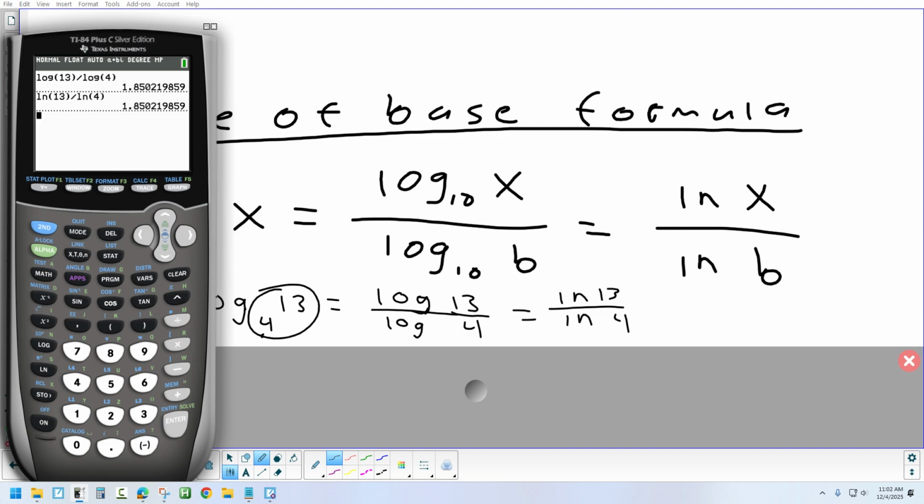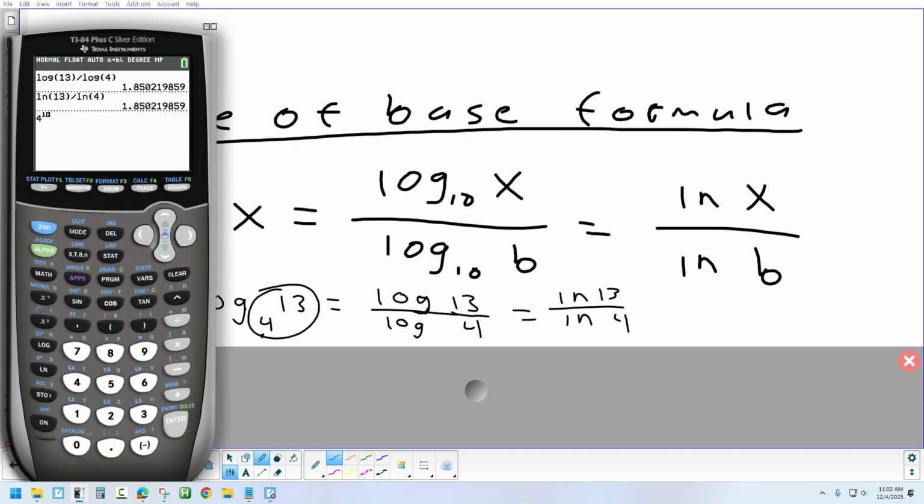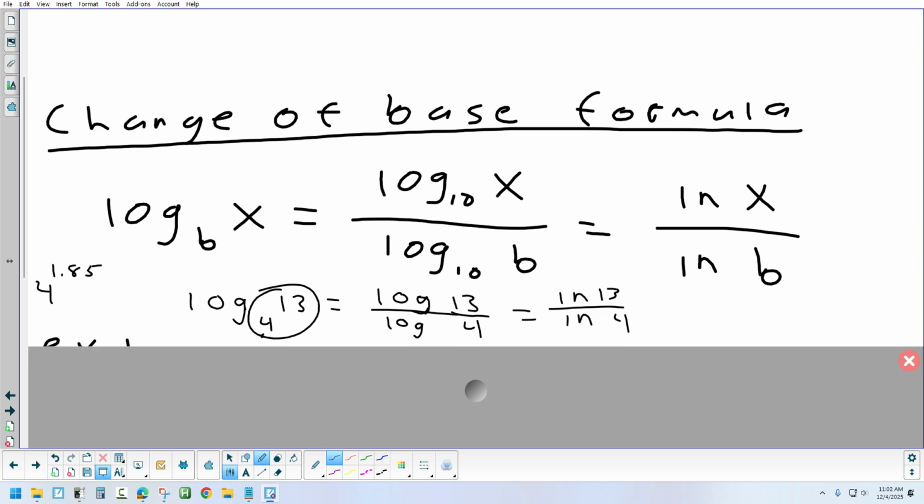So now, that's 1.85. If I took 4 and raised it to the 1.85 power, what do you think I would get? 13. Yeah, roughly. 4 raised to the 1.85, I get 13. So that's an example of how to simplify a log that's not base 10 or base E. Any questions on that? It's called the change of base formula.